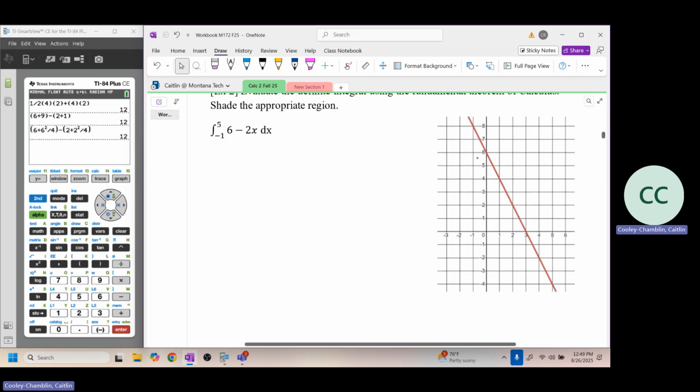So from -1, we always go to the x-axis from our curve. And then to 5. So 5 is way down here, and so we're going to draw up to the x-axis. So note, if it's above the x-axis, we draw down to the x-axis. If it's under the x-axis, we draw up. Okay, so we're going to evaluate this. And it said shade in the appropriate region. So I'm going to shade.